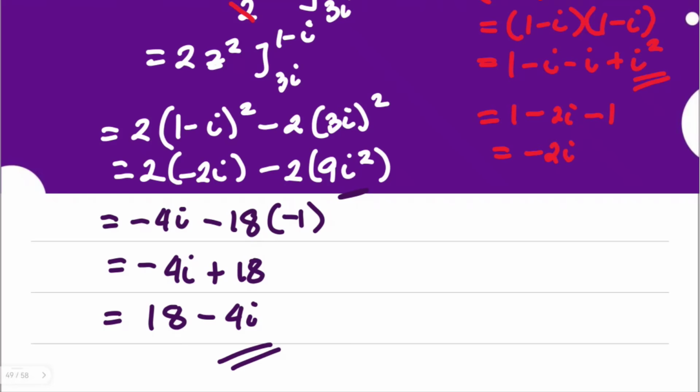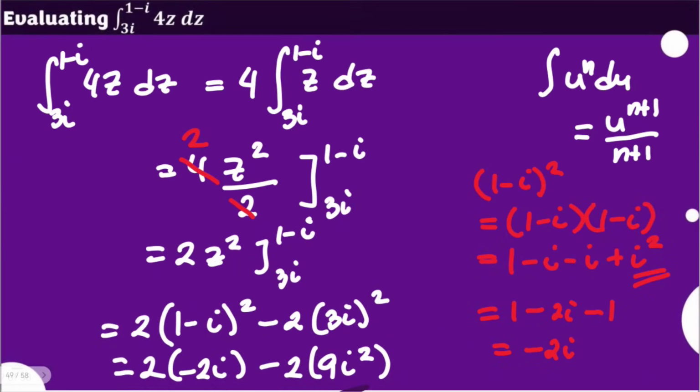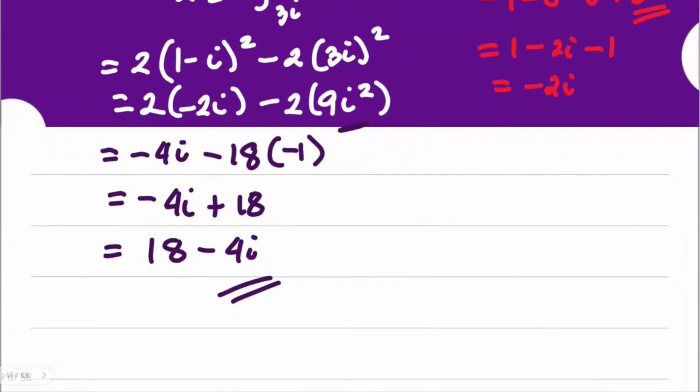This is the result of this given item. The integral of 4z dz from 3i to 1 minus i is 18 minus 4i.